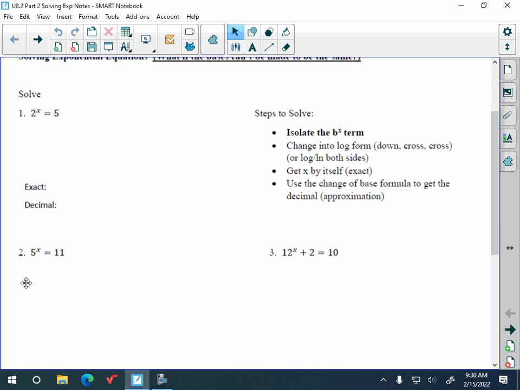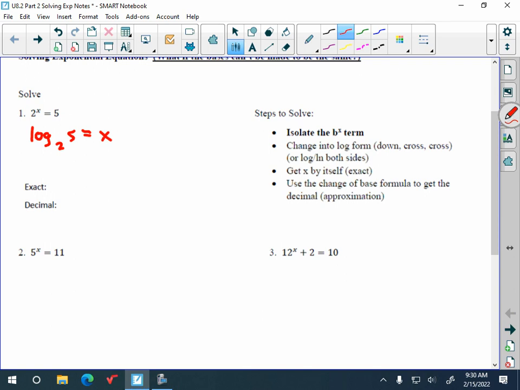All right, so for number 1, we're going to just go straight to changing it from exponential form to log form. So this would be log base 2 of 5 equals x. Now x is already by itself. Some of your calculators have a little subscript next to the log that you can use, and that's okay. So this is an exact answer.